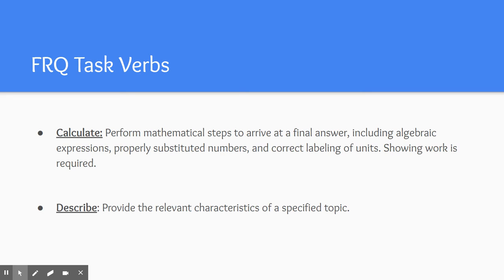Describe. Describe is just that. You're providing the relevant characteristics of a specified topic. Sounds easy. To me, describe is probably the most difficult task verb to truly nail down, because even though you're providing details, you need to be detailed. As you read your response, when you are describing something, make sure that you play into the nitty gritty of the concept that's being asked, right? That you're giving information about, or provide an example to help support that description.